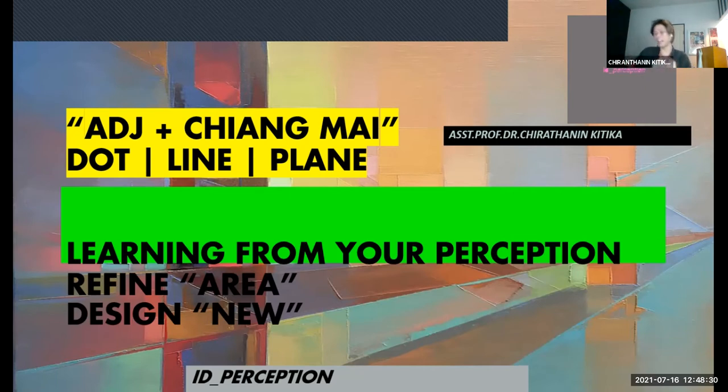Let's find out with your assignment. So this assignment is an adjective, Chiang Mai by dot, line, plane, which is you learning from your perception through the place that we were in Chiang Mai, right? What do you get from Chiang Mai? And you define an area by designing new things.